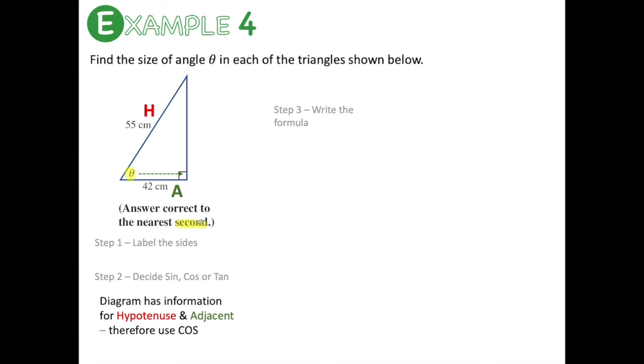Step 3, write the formula. So cos of the angle is equal to adjacent over hypotenuse. Step 4, substitute in my values. So my adjacent side is 42. My hypotenuse side is 55. So cos of the angle is equal to 42 over 55.